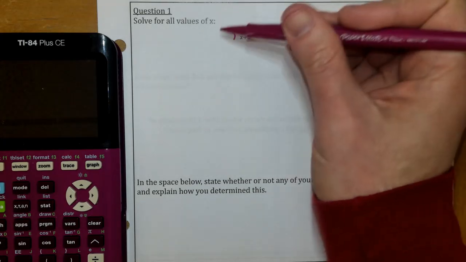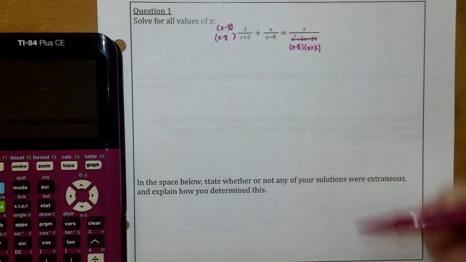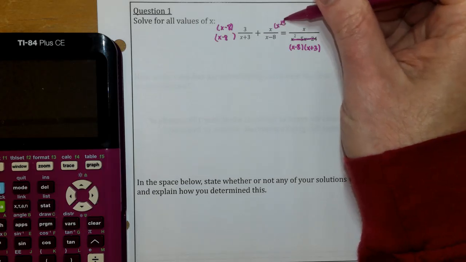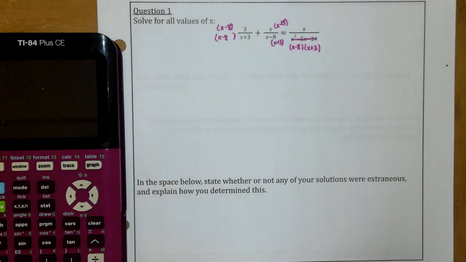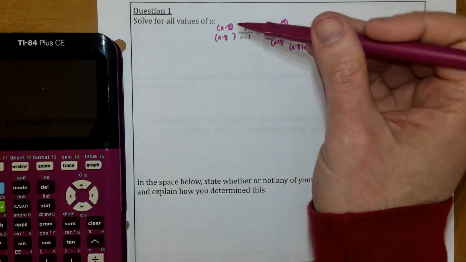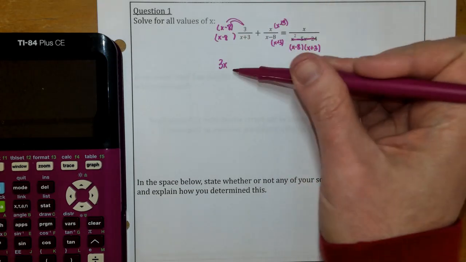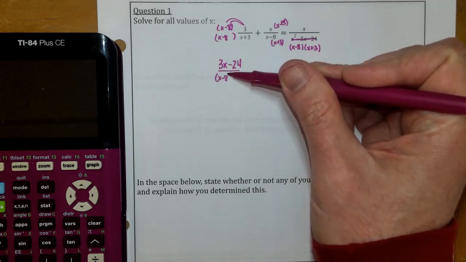So this one's missing an x minus 8, and I have to do it to the bottom and the top. And this one's missing an x plus 3, and I need to do it to the bottom and the top. And this one's not missing anything, so I don't have to do anything to it. So 3 times x is 3x, 3 times negative 8 is negative 24, and that's all over x minus 8, x plus 3.